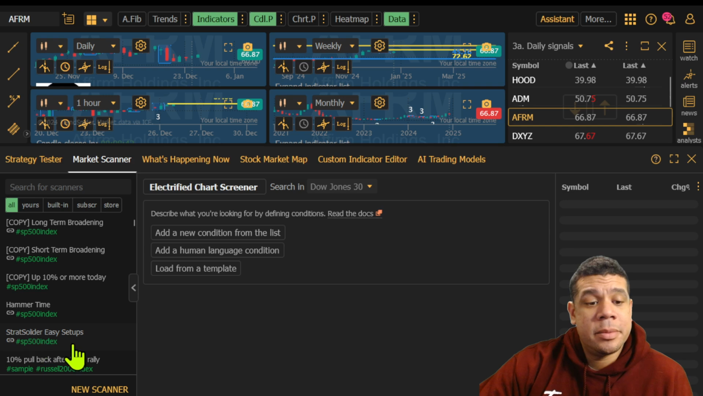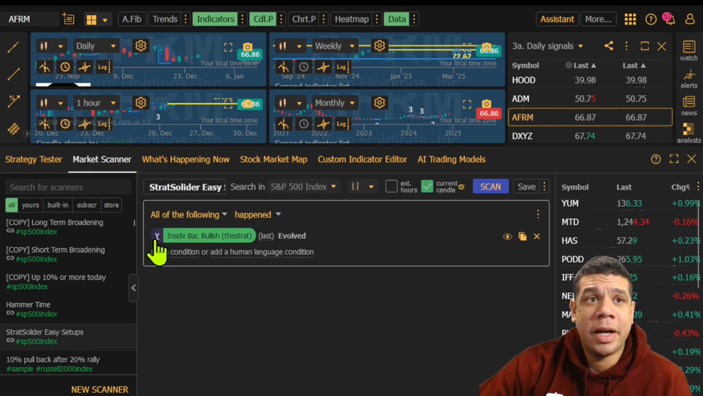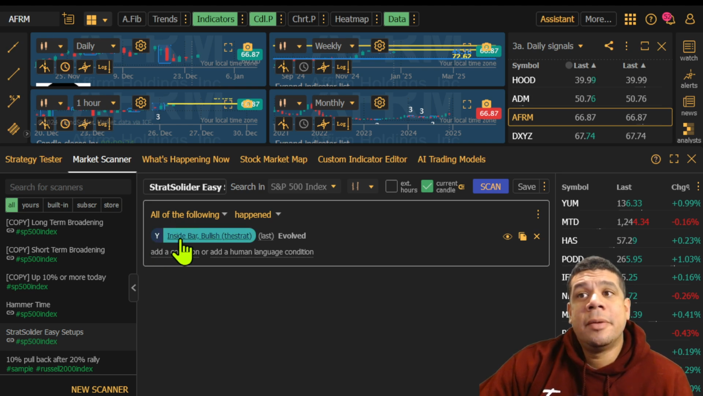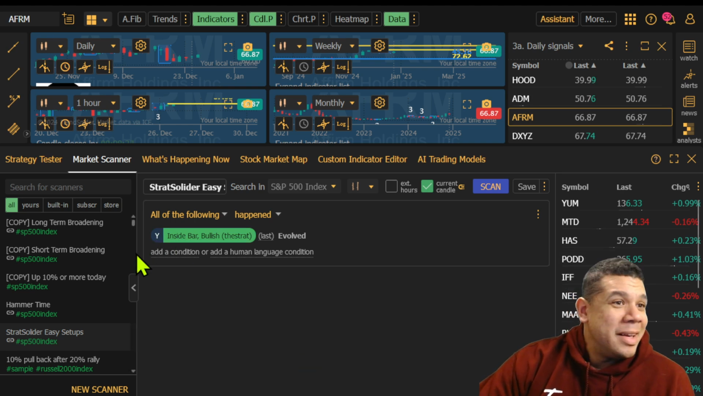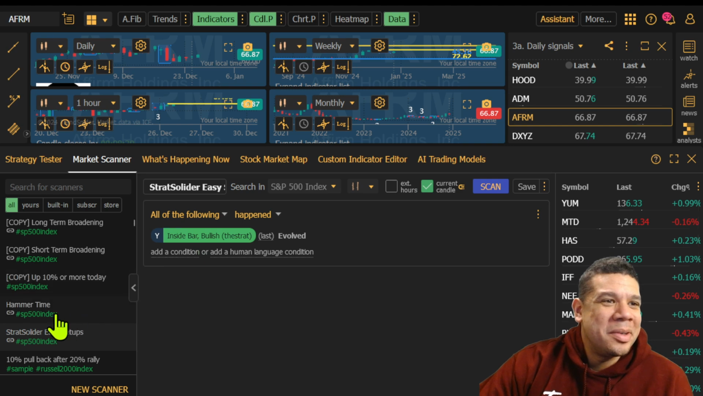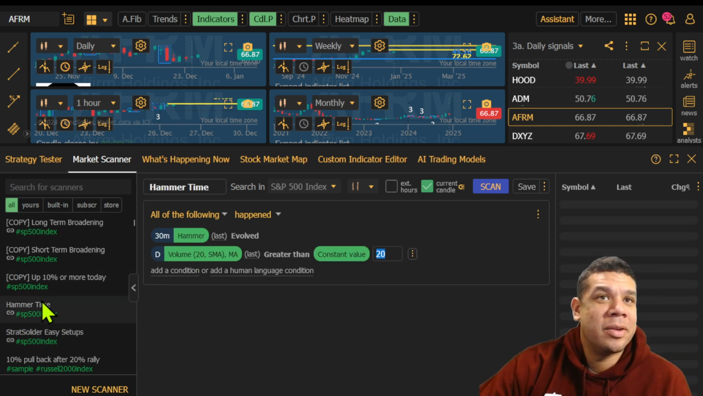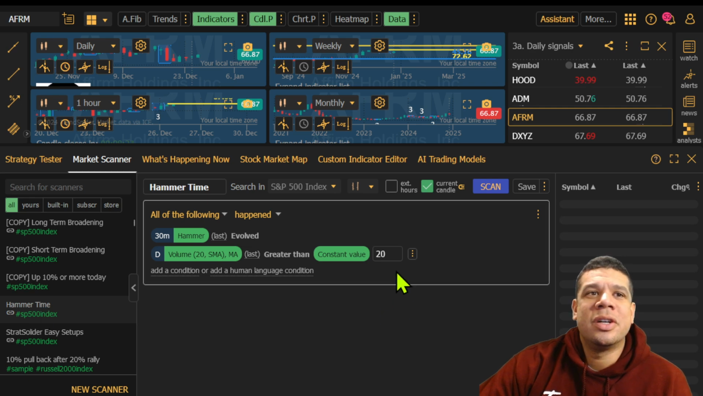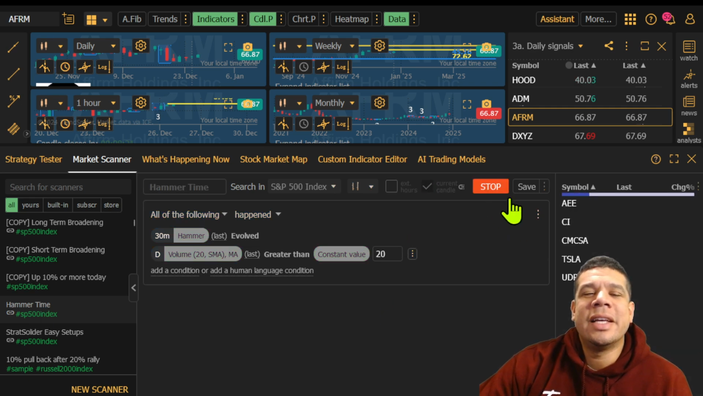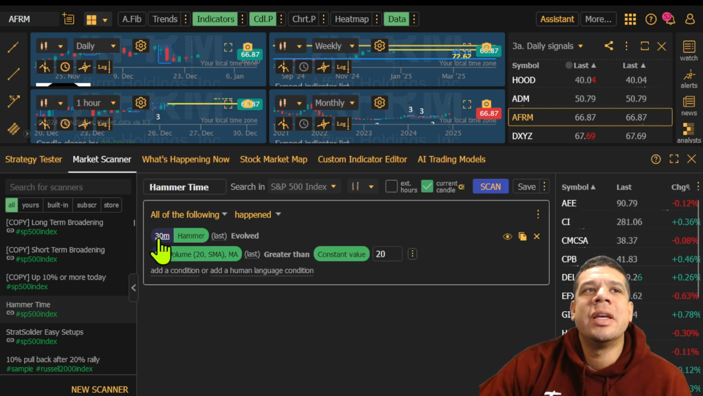And I'll also send you the Strat Soldier Easy Setup Scanner, that you can customize for you. Right now, I have this one set for yearly time frame, inside bars, and that's all here. I posted that in the Mighty Soldiers Discord. That's free. But I also want to show you the Hammer Time Scanner. This only does one thing. It searches for hammers on the 30-minute.